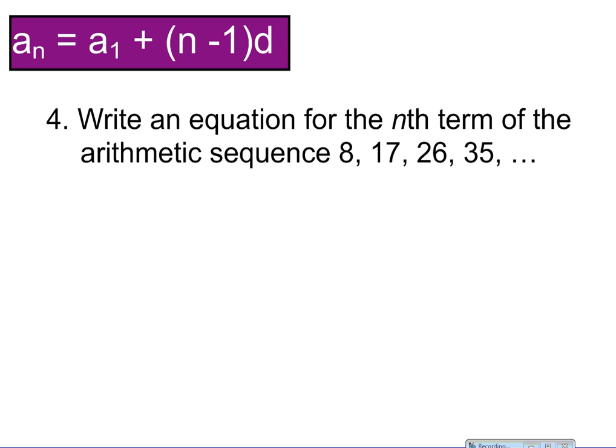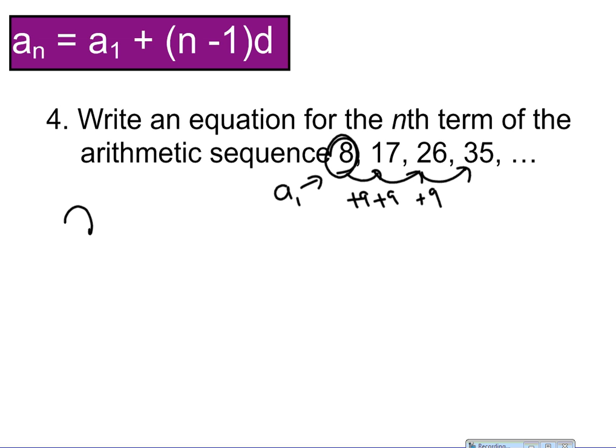So write an equation for the nth term of the arithmetic sequence of 8, 17, 26, and 35. So what am I doing over and over and over again here? Well, I'm adding 9. So 9 is my common difference. My first term is going to be 8. So that's going to be a sub 1 is 8.